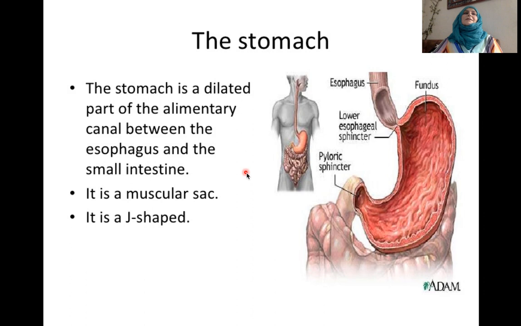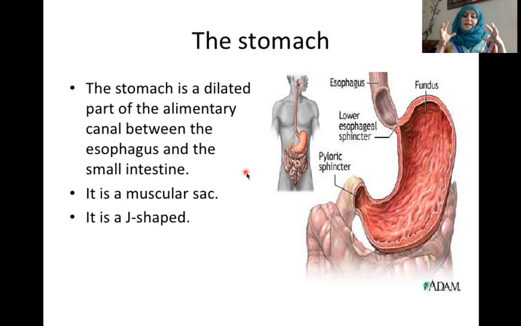In a long, tall, thin person, sometimes the race is African type, meaning those tall, large black Africans. Sometimes we can find their stomach even descending down to the pubic region. When it is empty, it is J shape. When it is full, it changes according to its capacity.